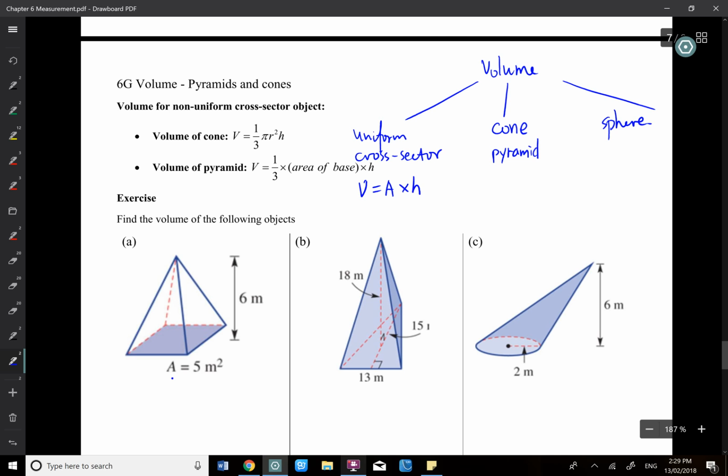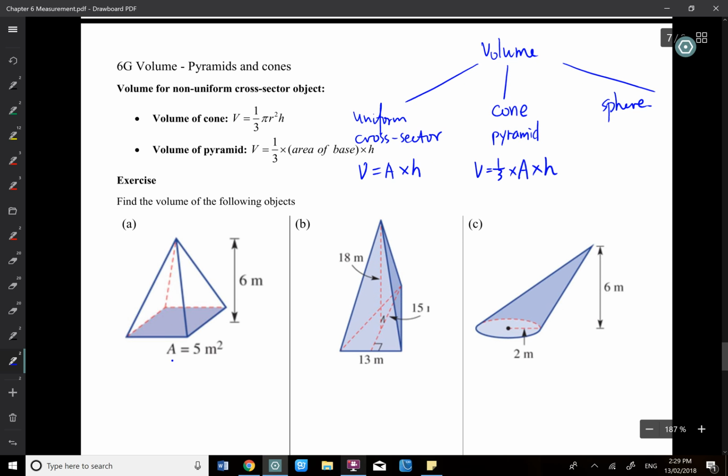For the cone and pyramid, the volume will be a third of the base times the height. The base area times the height. So all of them share the same thing. If it's a triangular pyramid, we use the area of the triangle times the height and then times a third. If it's a pentagon pyramid, we use the area of the pentagon at the bottom times the height. If it's a cone, we use the area at the bottom, which is the circle, times the height, and then times a third. So they all share the same formula, which is a third of the base times height.